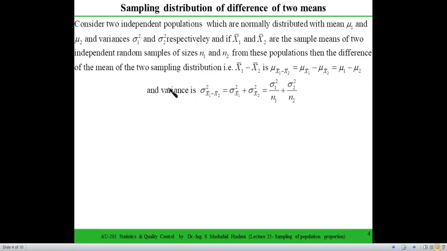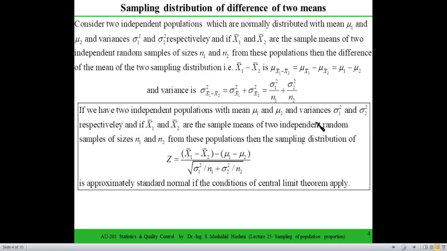And if you see their variance, it would be the variance of population 1 plus the variance of population 2, and that is actually the variance of their sampling mean. We already have learned from the sampling distribution of the mean that the variance would be equal to sigma square over n. So for population 1 it would be sigma 1 square over n1, and for population 2 it would be sigma 2 square over n2. These are the two results which we are directly writing down.